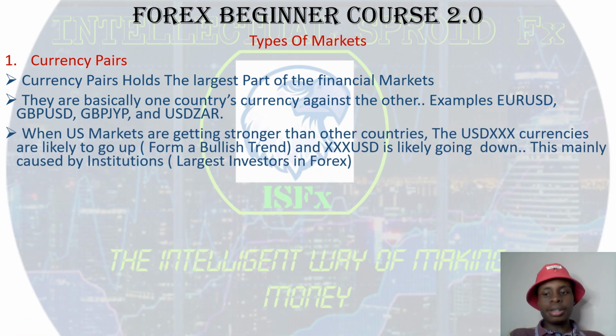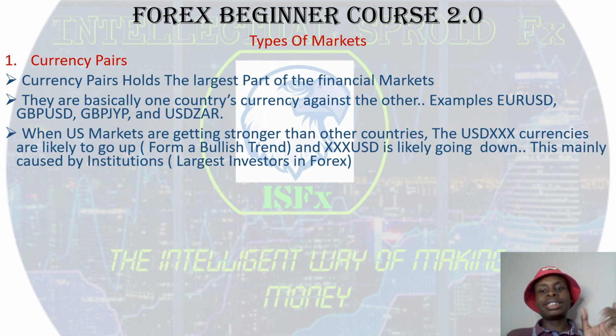And then when US markets are getting stronger than the other country, this is actually the story I was telling you. When the US market is getting stronger than the other currency, say that the US dollar against that currency is likely to go up. So if you see a pair, and the US dollar is getting stronger, it's going bullish. That means it's going up. Bullish means it's going up.